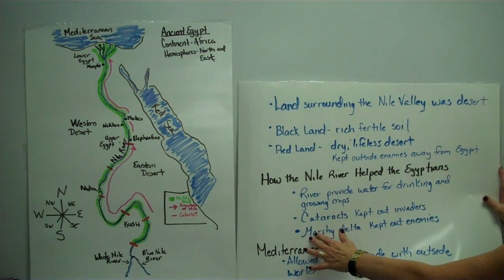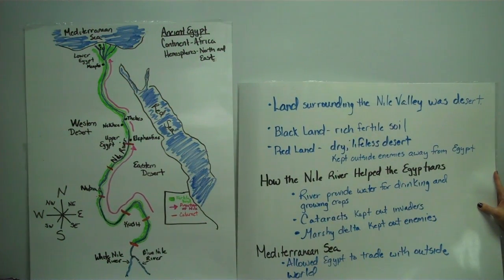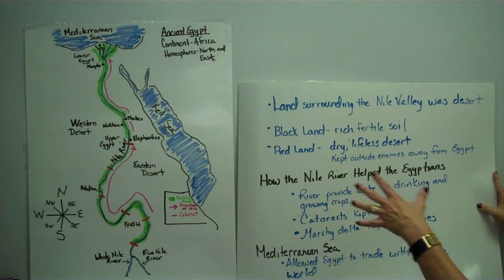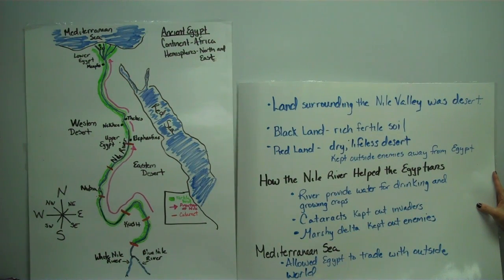How the Nile helped the Egyptians. First, it provided water for drinking and growing crops. Second, the cataracts kept out the invaders, and the marshy delta kept out enemies. The Mediterranean Sea allowed Egypt to trade with the outside world. So you can see a lot of different geographic features that helped Egypt become a great civilization.